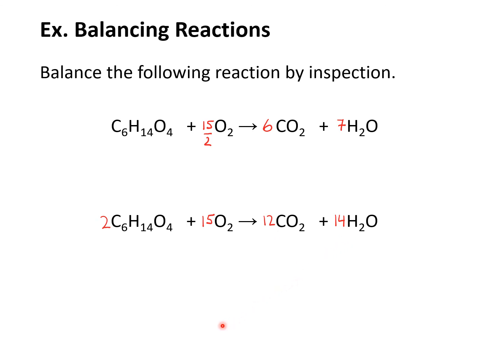Last step here is to check that the reaction is balanced. So here we have 2 times 6 is 12 carbons on the left. We have 12 carbons on the right. We have 2 times 14 is 28 hydrogens on the left, and we have 14 times 2 is 28 hydrogens on the right. Lastly, we'll take a look at the oxygens. We have 2 times 4, which is 8 oxygens, plus 15 times 2, which is 38 oxygens on the left. And we have 12 times 2 is 24 oxygens on the right, plus 14 oxygens, giving us 34 oxygens on the right, and the reaction is balanced.